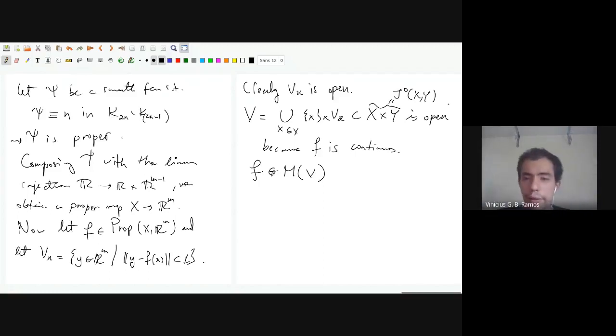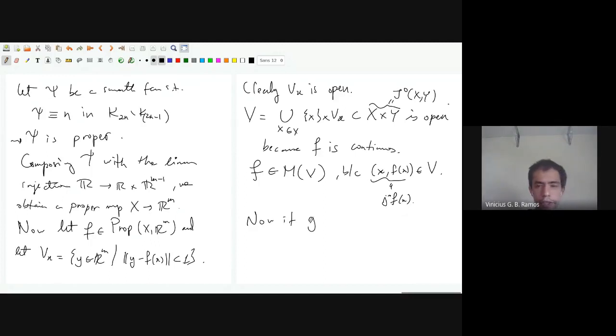Okay, so the zeroth jet of f is in V, obviously, because f of x belongs to V. This is the zeroth jet of f at x. Now, if g also belongs to M of V, then the distance between the image of g and the image of f is less than 1.